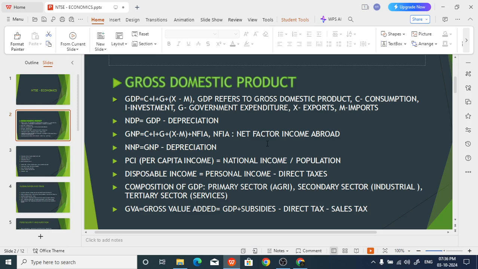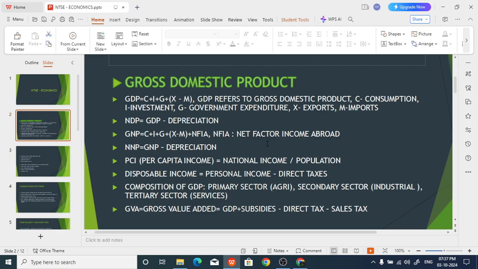Then there is something called gross national product. Let us see what it means. C plus I plus G. C refers to consumption, I refers to investment or saving, G refers to government expenditure, X refers to exports, M refers to imports, plus NFIA. What is this? NFIA is net factor income from abroad. Let us say Sabri's father is working in Dubai. I am assuming he is earning some money there, and he is an Indian, from Ranipet.